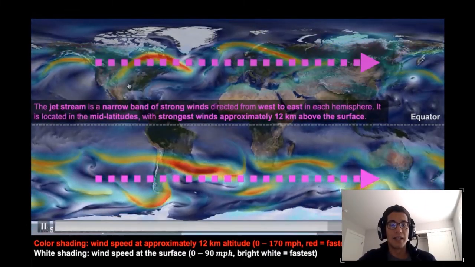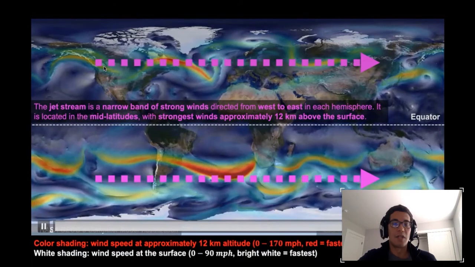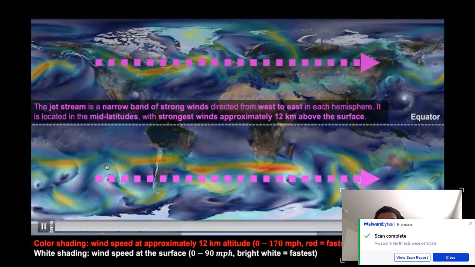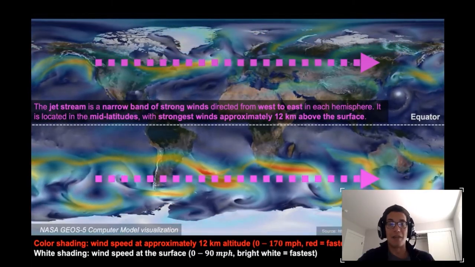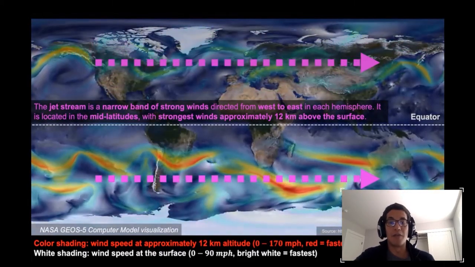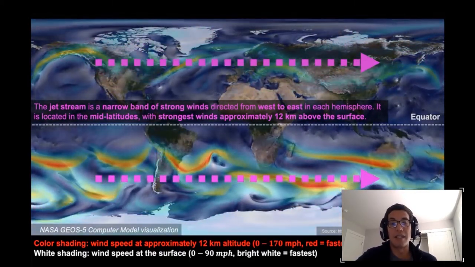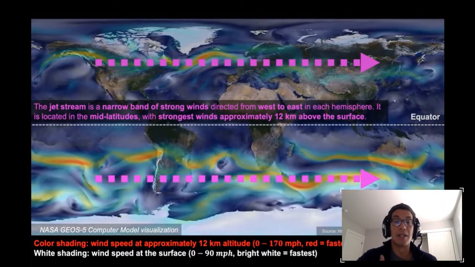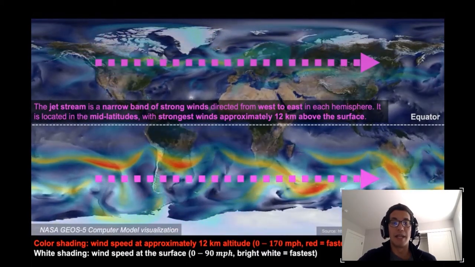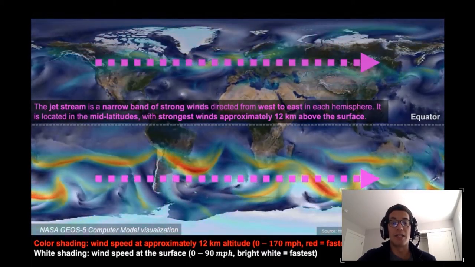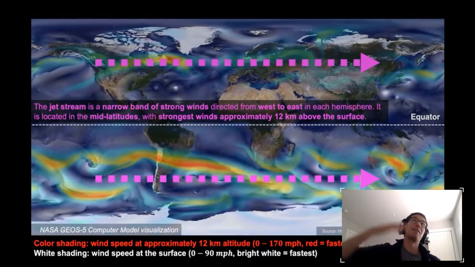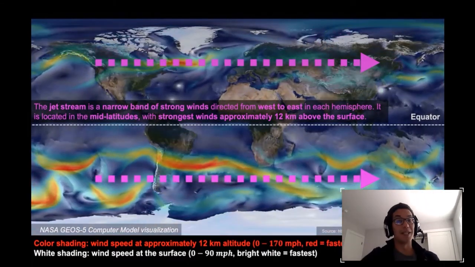So you'll notice here, so again, these streaks, if you just kind of first notice that things are moving west to east, you're actually seeing the jet stream and also the movement of air in general. The jet stream itself actually moves from west to east. So the jet stream is a narrow band of relatively strong winds directed from west to east in each hemisphere. So it's located in the mid-latitudes, can move north and south, but generally in the mid-latitudes with the strongest winds approximately 12 kilometers above the surface. So again, thinking this is way above your head, but this is where, say, airplanes fly.